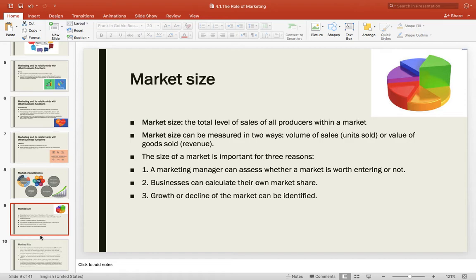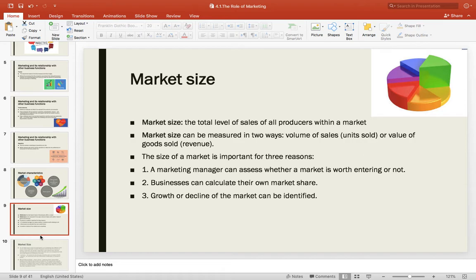Now, why is the size of a market important for us as a company to understand? First of all, the marketing manager can assess whether a market is worth entering or not. Let's say the market size of smartphones is not that big. It does not sell that much. It's not going to be profitable for me as a business owner to enter that market.